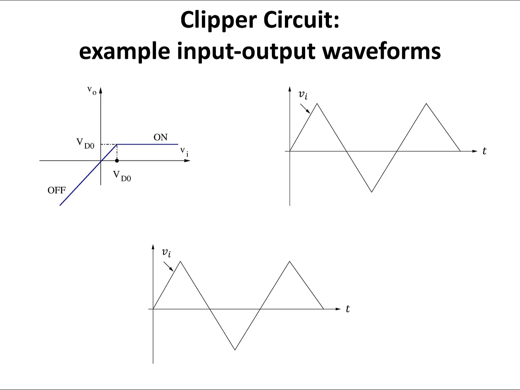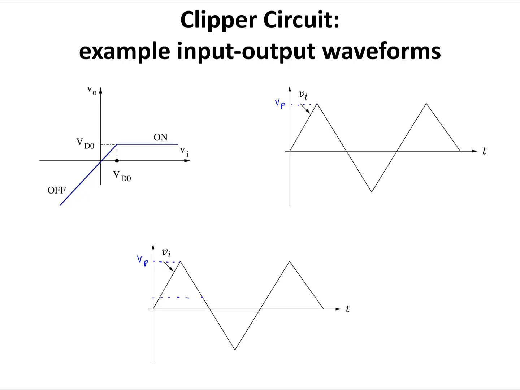Let's solve an example of finding the output signal for the given input signal using the transfer function that we just calculated. The input signal in this example is a triangular waveform. I'm going to label the peak value of Vi as V peak, and this V peak is greater than VD0 volts. So this is again my V peak, and I'm looking for the time points at which the value or the amplitude of Vi is greater than VD0.